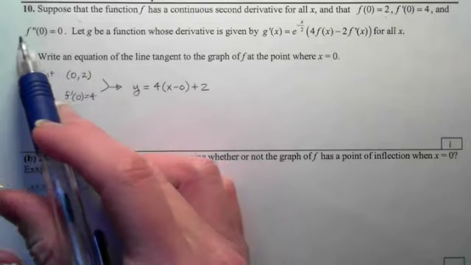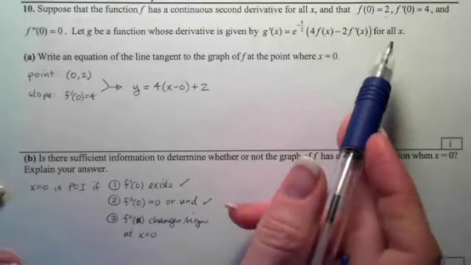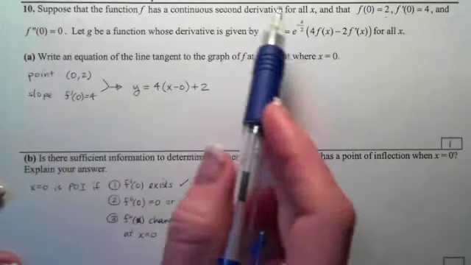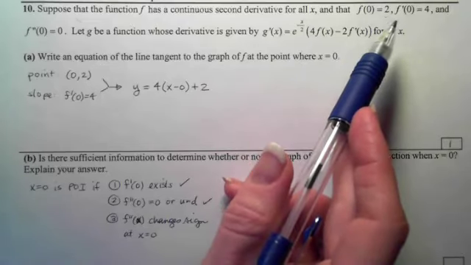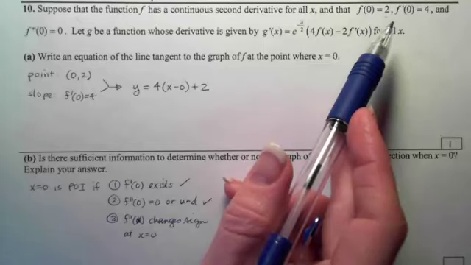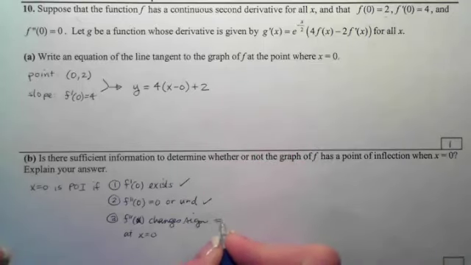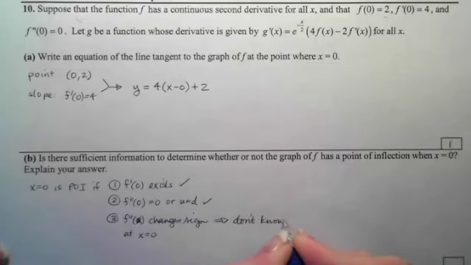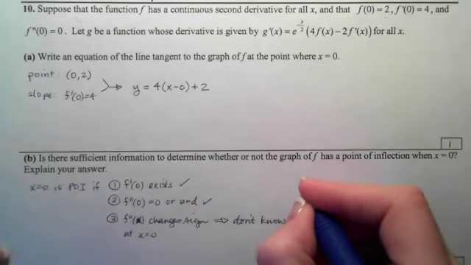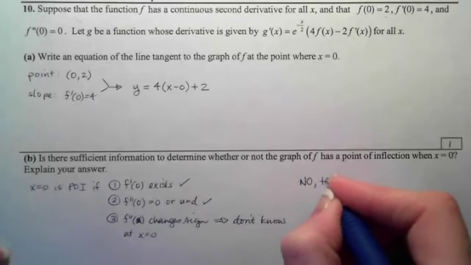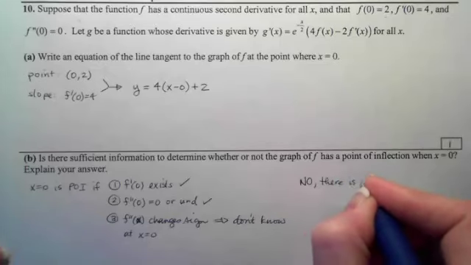Well, we have no information about what's happening on f beyond the point (0, 2). So we know the slope and the concavity at that point, but that's all we know. We don't know what's happening prior to that point. We don't know what's happening after that point. So on this part, we don't know. Because we don't know, that means there is not enough information. So the question was, is there sufficient information? We write no. There is not sufficient information.